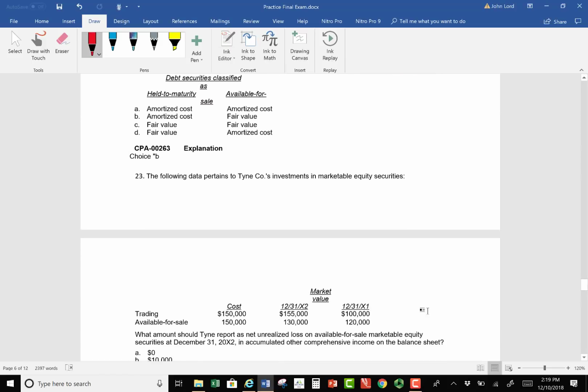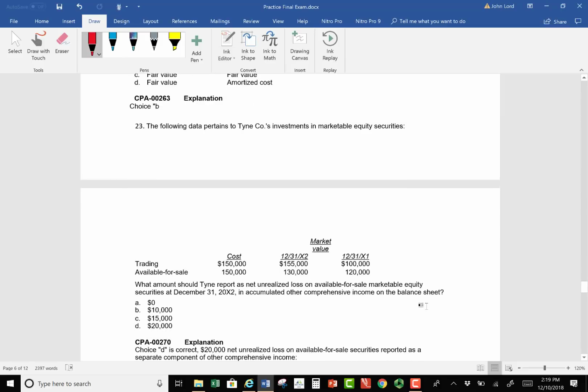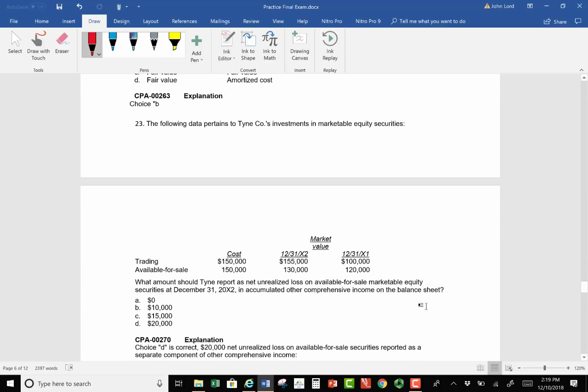Okay, number 23. The following data pertains, and this wants to know what amount is in the accumulated other comprehensive income at December 31st, year 2 here, right? Okay, now what happens? In year 1, we would do what? First of all, do we care about the trading security? We do not care about the trading security. That information is just there to distract you.